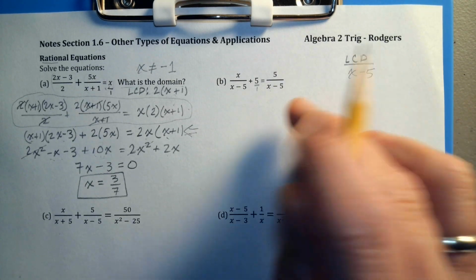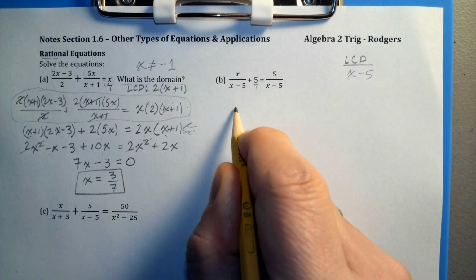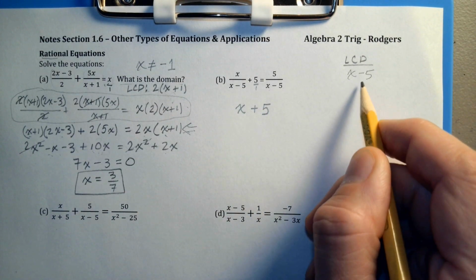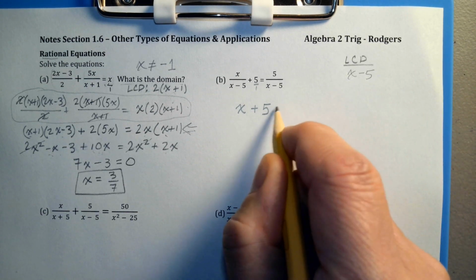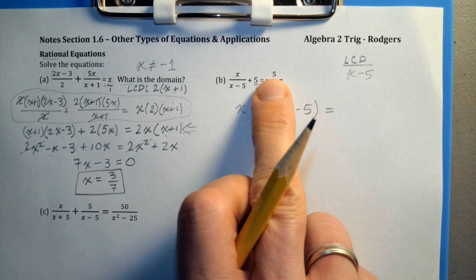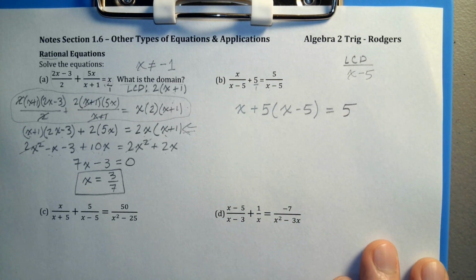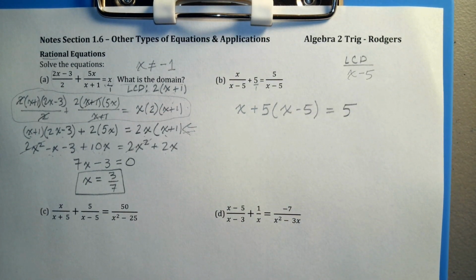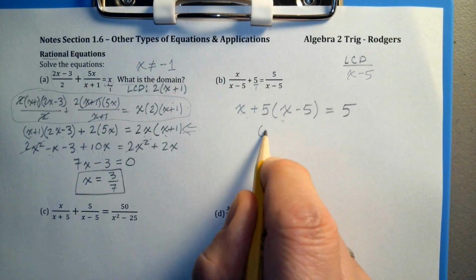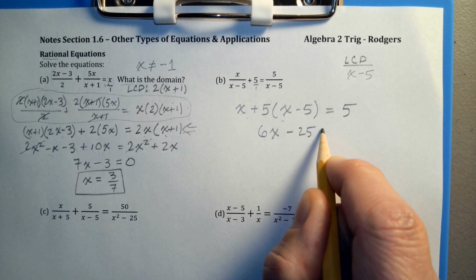All right, so when I multiply this x by the x minus 5, the x minus 5 is going to be canceled. And so that's really just going to leave me x. And then the 5 gets multiplied by this, it doesn't cancel, so that's x minus 5. And then when I multiply this 5 by the LCD, it's going to cancel, leaving us with just 5. All right, so we want to solve this equation. This one's pretty easy. That's going to be 5x, that's going to be 6x. Distribute that, that's going to be negative 25 equals 5.